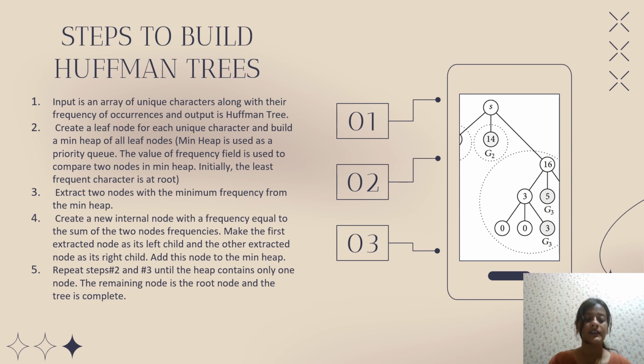Third step, extract two nodes with the minimum frequency from the minimum heap. Step 4. Create a new internal node with a frequency equal to the sum of the two nodes' frequencies. Make the first extracted node its left child and the other extracted node its right child. Add this node to the minimum heap. Repeat steps 2 and 3 until the heap contains only one node. The remaining node is the root node and the tree is complete.